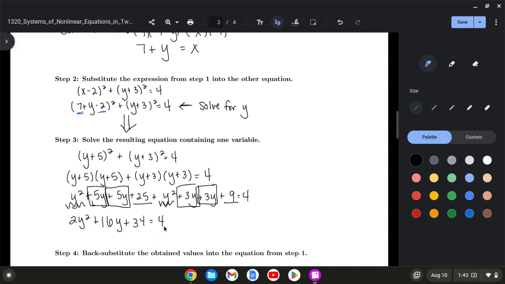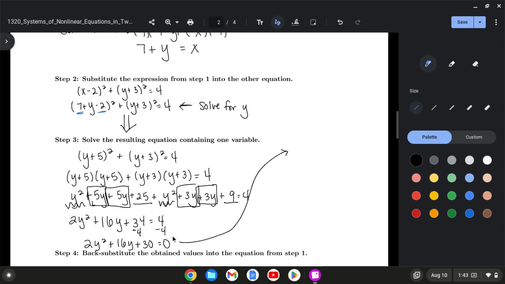But before I can factor, I need to make this right-hand side equal 0. So I'm going to subtract 4 from both sides. And we get 2y squared plus 16y plus 34 minus 4, which is 30, equals 0. So now we can factor.